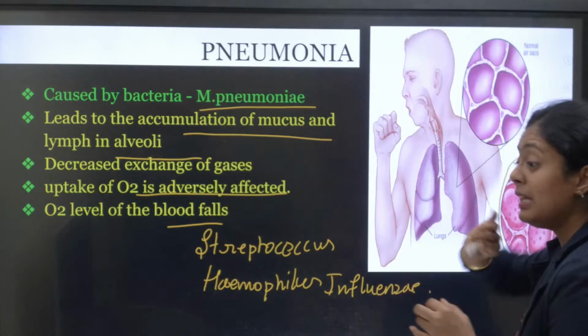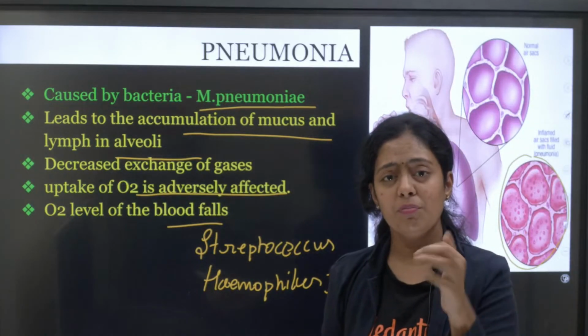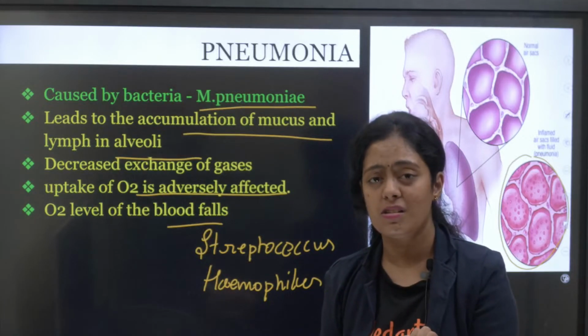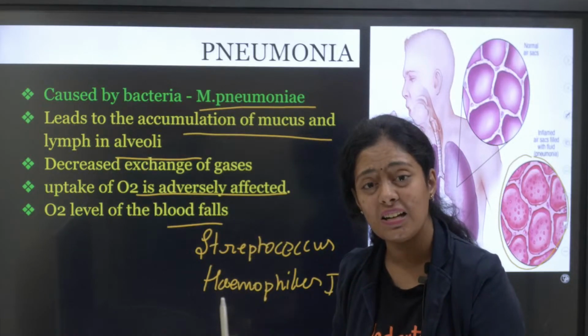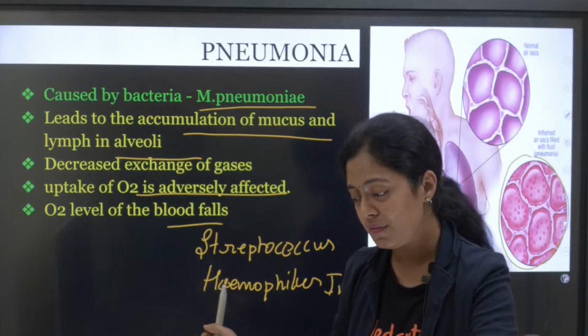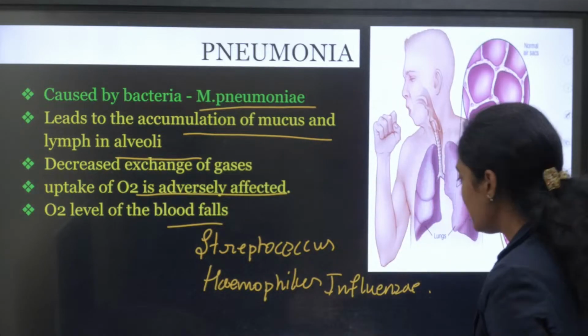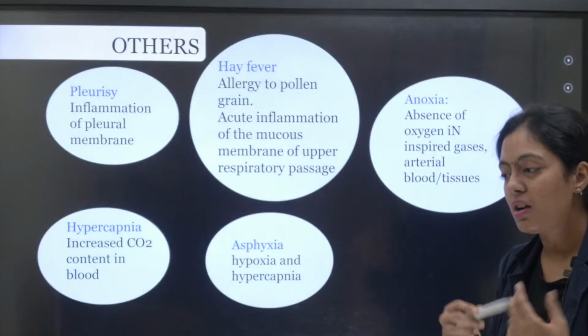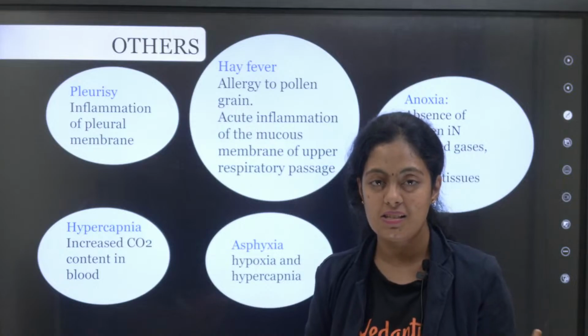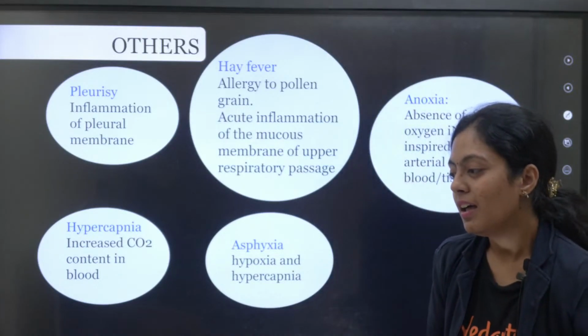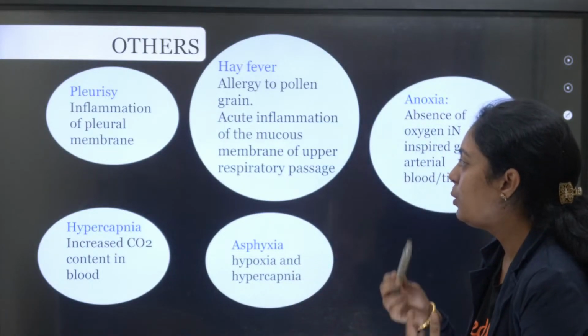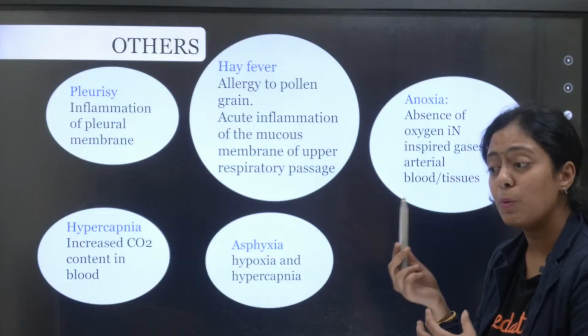There is treatment for pneumonia. They give you antibiotics, because this is a bacterial disease and bacteria die because of antibiotics. COVID was so difficult because it was a virus. Others you have pleurisy, inflammation of your pleural membrane.